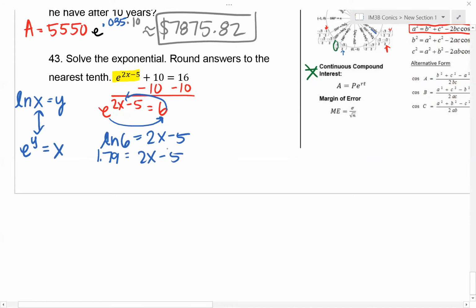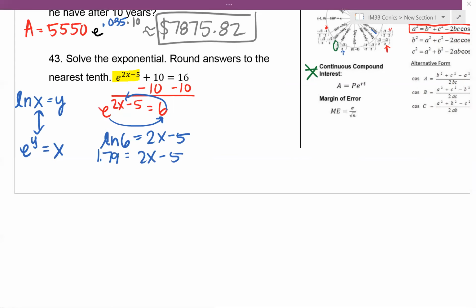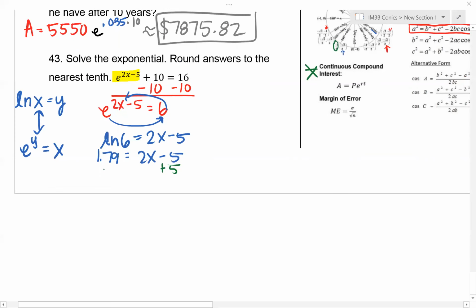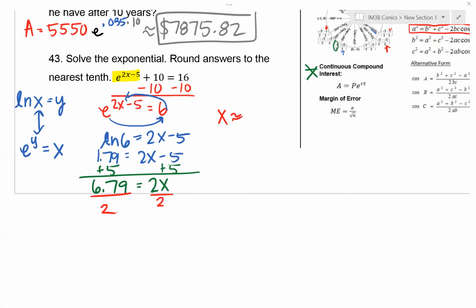And so now we just have to add 5 to both sides and then divide by 2, and that will give us the value for x. So if we add 5, that gives us 6.79 equals 2x. And then if we divide by 2, x is about 3.4. Okay, we got 2 more.